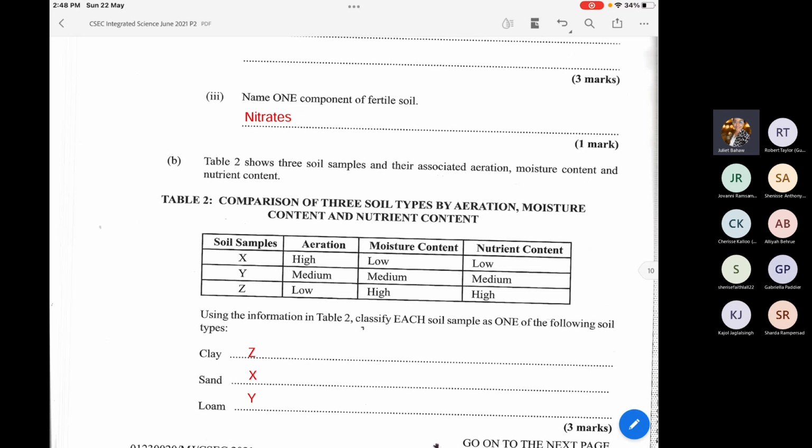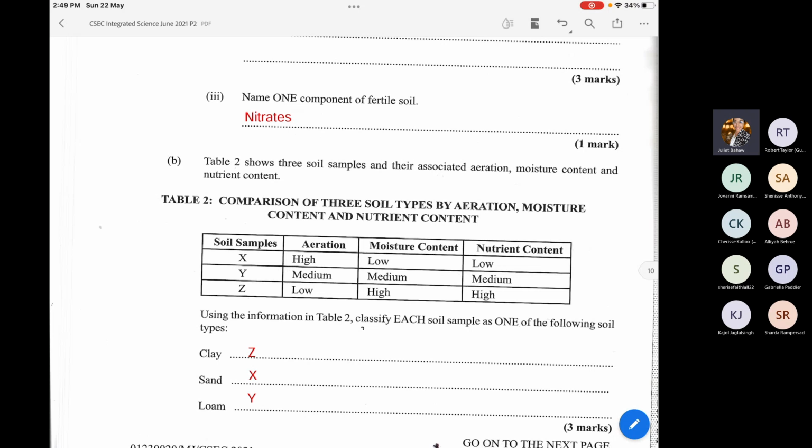Table 2 shows 3 soil samples and their associated aeration, moisture content, and nutrient content. Based on the information, you have to select which one is clay, sand, and loam. Anytime you see high aeration and low moisture content, high aeration means plenty of air space. If there is plenty of air space, the water will drain quickly, so it hardly has moisture in the soil, and the nutrients will strip away with the moisture. When the water is flowing, it takes the nutrients with it. Therefore, that would be sand, right? You don't use sand for agriculture.